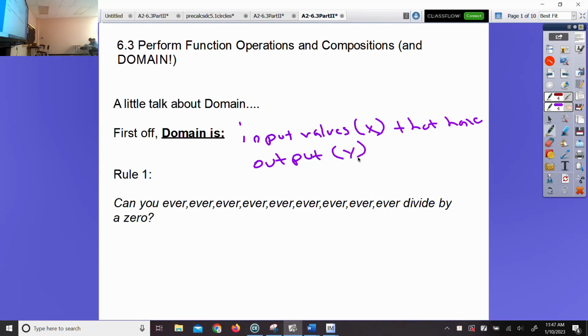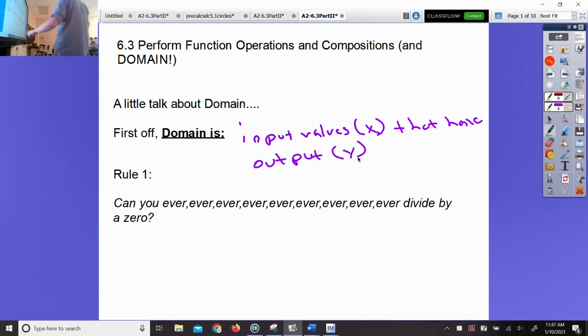And there are two situations when you write functions where output may not exist. Just two situations where output may not exist. The first situation deals with, can you ever divide by 0? No, it's just not possible.